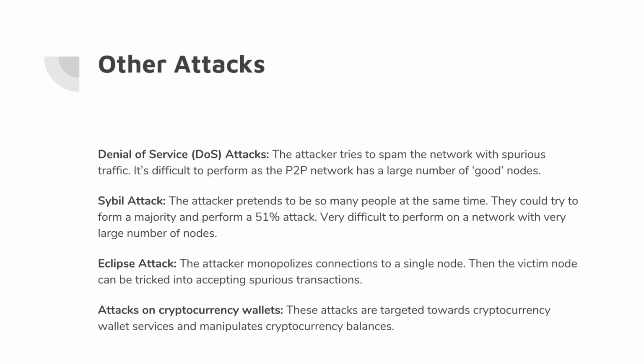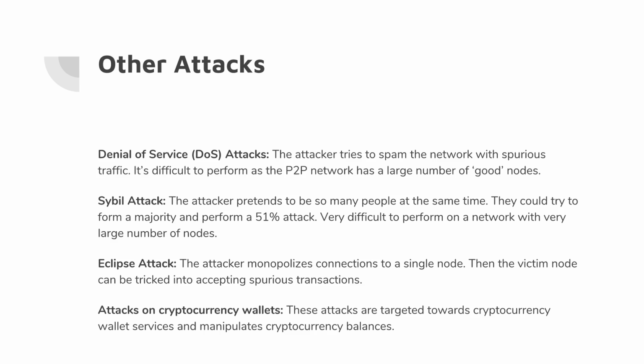There are other attacks as well. Being a distributed network, denial of service is a possible attack. In this type of attack, the attacker tries to spam the network with spurious traffic. It's much more difficult to perform this attack in a distributed network compared to a client-server model, because there are a large number of good nodes, and in order for the whole network to fail, huge amounts of traffic will have to be generated and sent across to different nodes, which is not usually very feasible. But still, parts of the network can be choked and updates maybe delayed using DoS attacks.